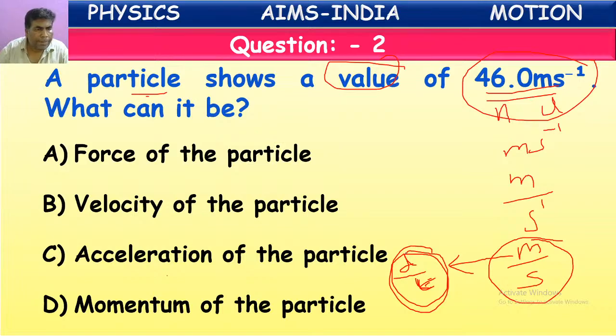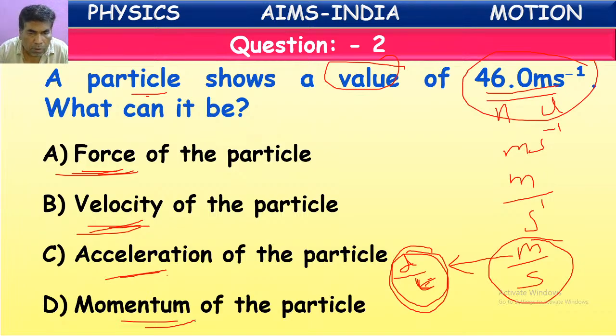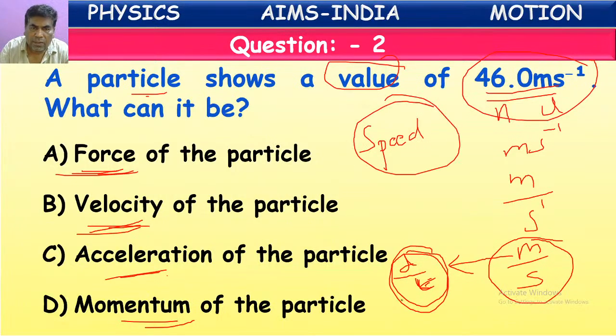Let's see the options. What is the first option? Force of the particle. Second option, velocity of the particle. Third option, acceleration of the particle. Fourth one, momentum of the particle. What is the correct answer? Because in multiple choice questions, you have to give the answer according to the options. Somebody is telling speed. Speed is also a right answer, because distance by time we can call speed. But in the options, it is not there.